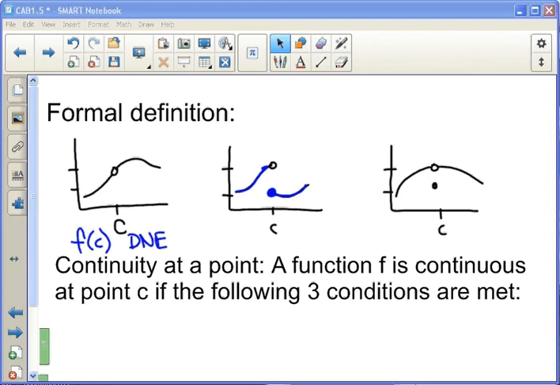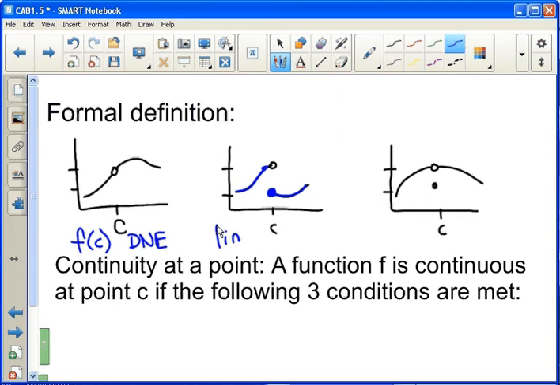On this middle one again, the function does exist, but the limit doesn't, because we approach different things from each side. So we have to say the limit as x approaches c of f of x does not exist. So far we know if the function doesn't exist, we're not continuous. If the limit doesn't exist, we're not continuous.